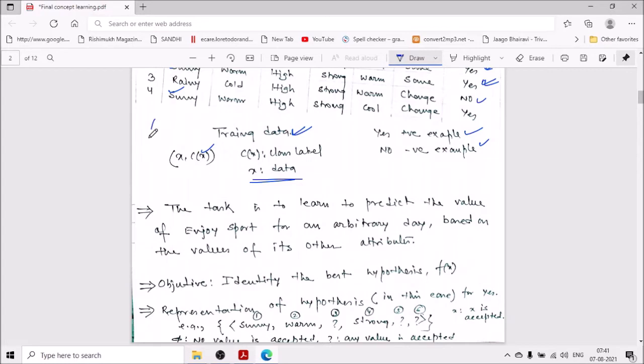We have to identify a general function or hypothesis through which we can provide the attributes, and from those attributes identify whether the person will enjoy the sport or not. We have to predict this. So we need to identify the best hypothesis through which we can predict whether the person will enjoy the sport or not.